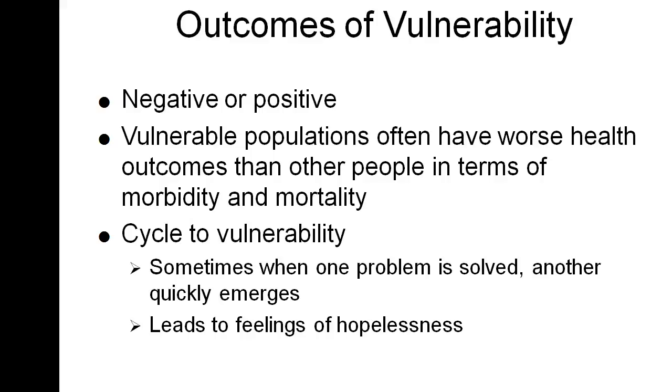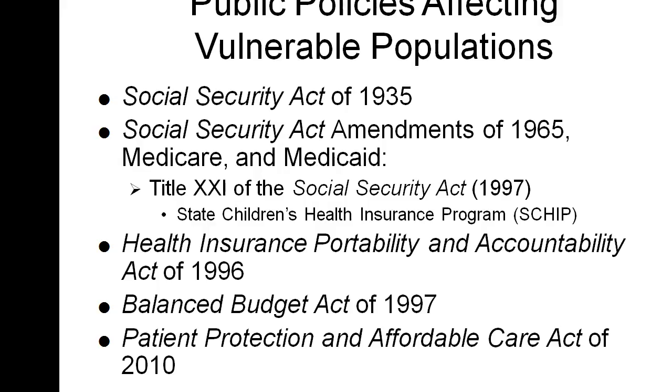Outcomes of vulnerability. They're negative or positive. Vulnerable populations often have worse health outcomes than other people in terms of morbidity and mortality. Sometimes when one problem is solved, then another one will quickly emerge, and that leads to a feeling of hopelessness, so then people are less likely to feel empowered to take care of themselves.